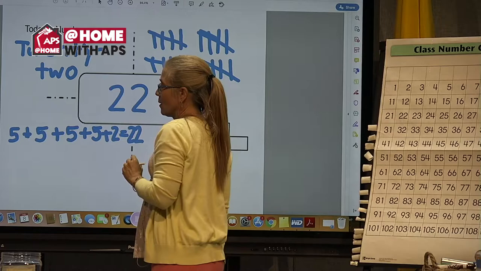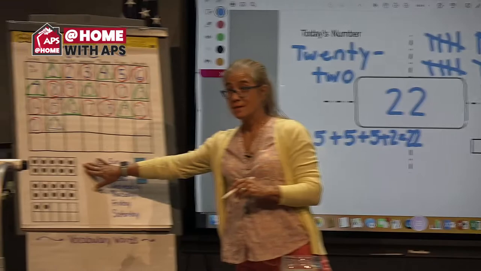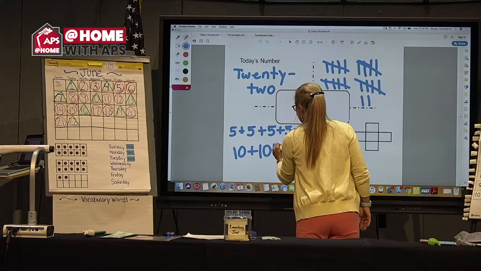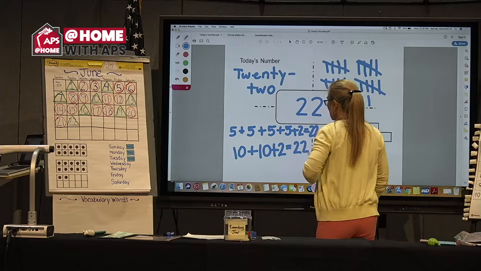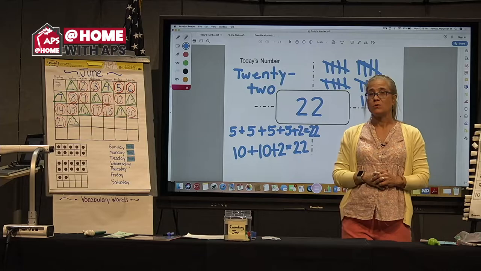How about the way that this is grouped to make our 22? Could we write a number sentence for that? What numbers would I use? This part's a 10, right? And another 10. So I could do 10 plus 10 plus 2 equals 22. One of the things we'll challenge you to do for homework after we have our lesson today is to think, see if you can come up with some other number sentences that equal 22.